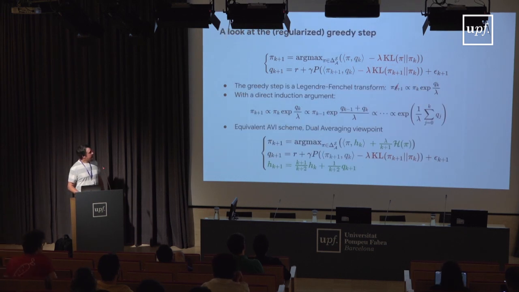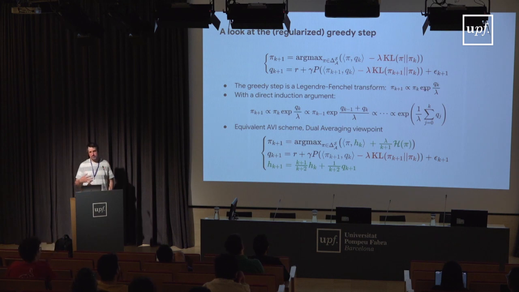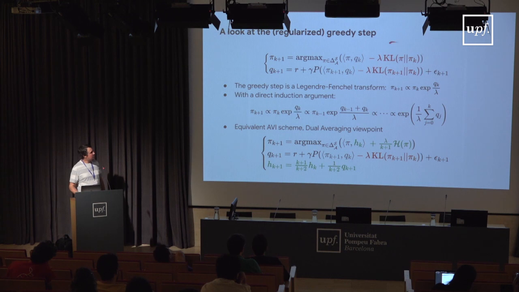So in this case, the greedy step is again a Legendre-Fenchel transform. It's always the case. It's not that obvious, but the greedy policy is proportional to the old policy times the softmax. So it's a softmax which is weighted by the previous policy. And with a direct induction argument, given that pi k itself is greedy, is proportional to pi k minus 1 times exponential of the previous qk and so on, you can show that this is a softmax according to the sum of qk. And this is the link I told you about before between regularizing towards the sum of Q functions or the Kullback-Leibler divergence being basically the same. What the Kullback-Leibler divergence does in this context is that it implicitly averages the past qk you've seen.